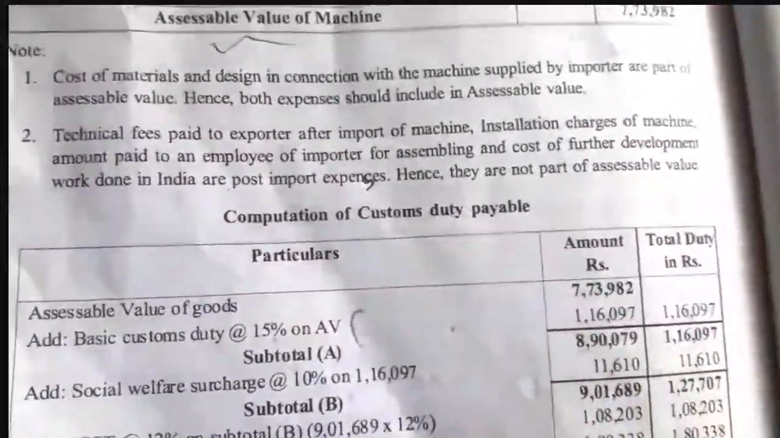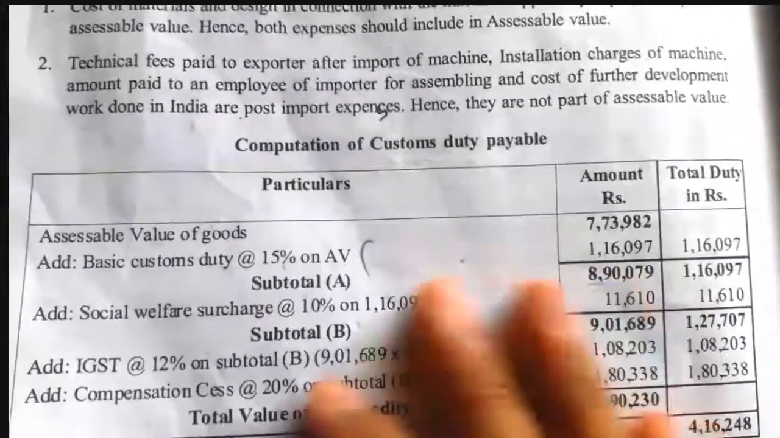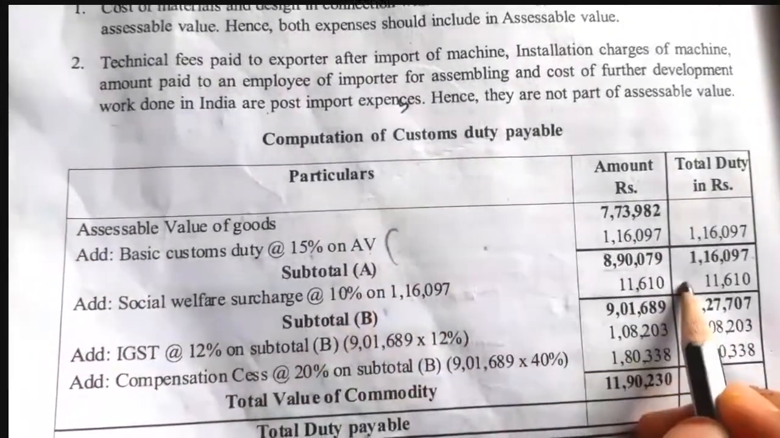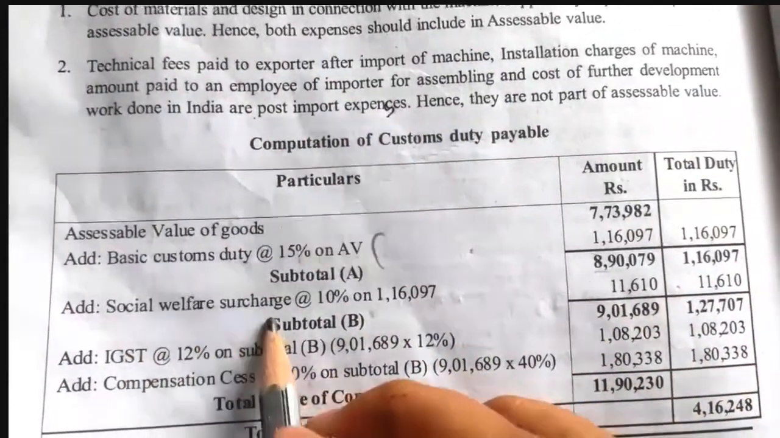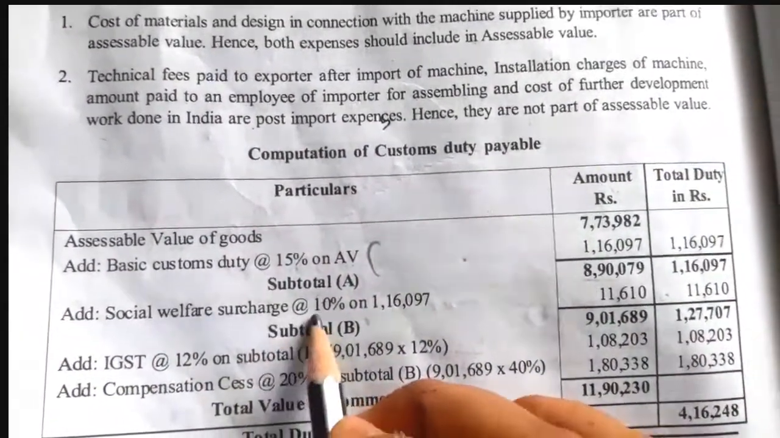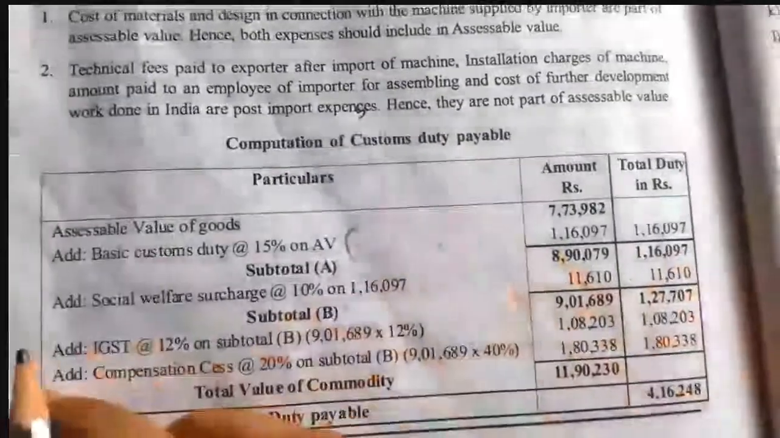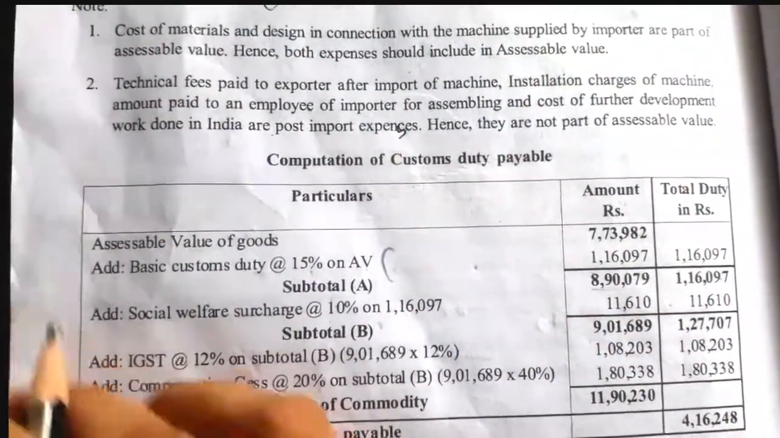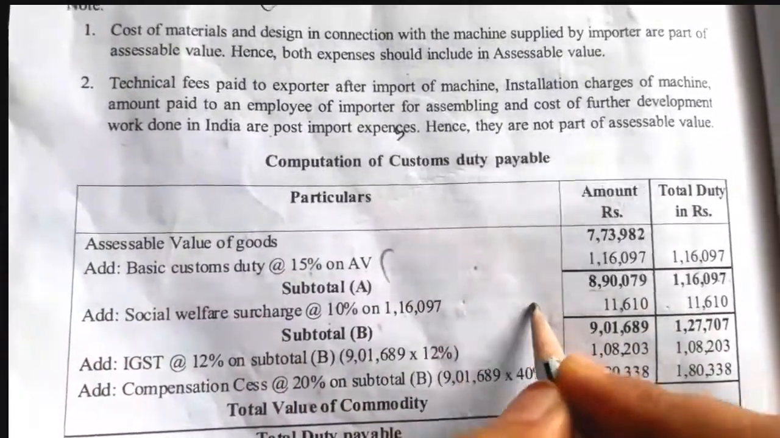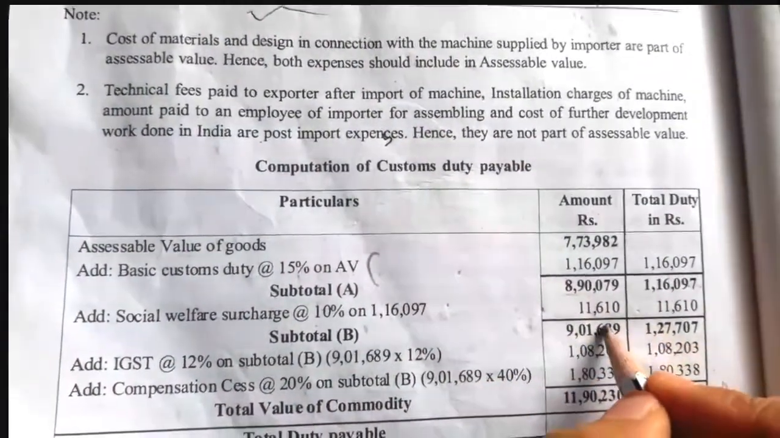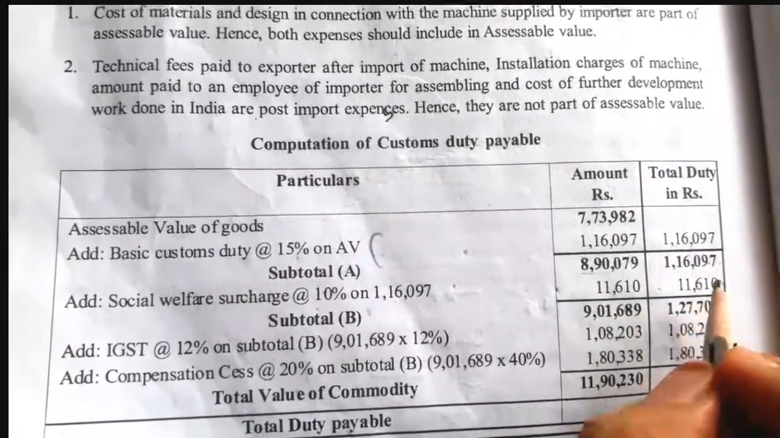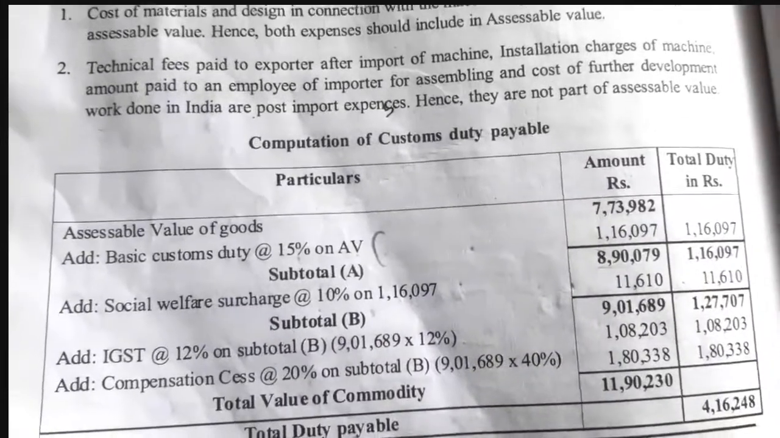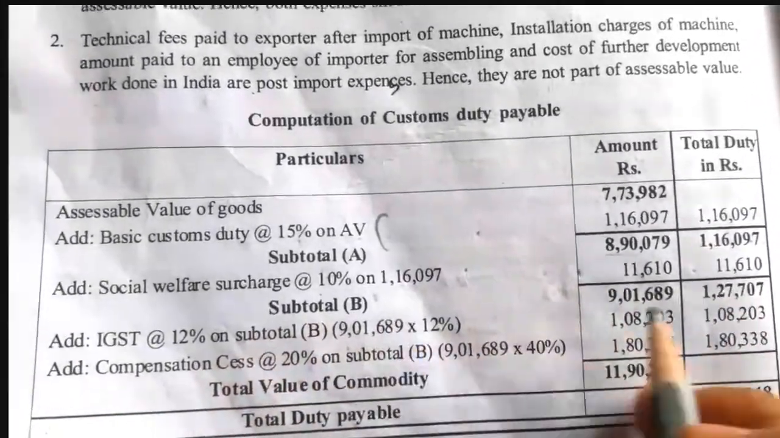So now there is no CVD and NCCD in this illustration. So now we have to total, subtotal A. So next we have to add social welfare surcharge, that is calculated at 10% on duty. So that is 1,16,097 into 10%. Show the calculation. So that is equal to 11,610. So write the amount in both the columns. There is no safeguard duty and anti-dumping duty. So we have subtotal B.